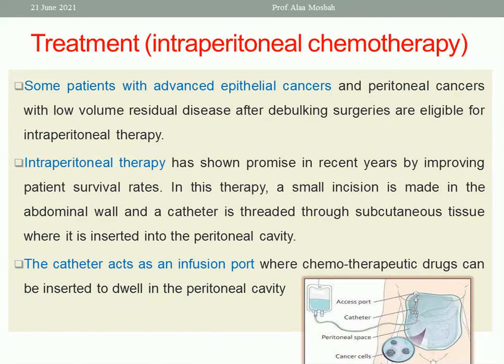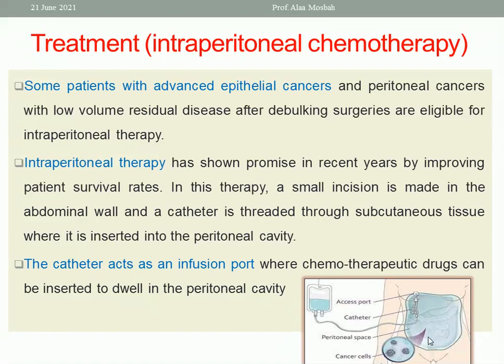Another line of treatment is the intraperitoneal chemotherapy. As you see in the picture, we pump the chemotherapy inside the peritoneal cavity through a catheter, through an incision in the abdomen, and insert the catheter, and this chemotherapy is pumped inside. Some patients with advanced epithelial cancer and peritoneal cancer with low volume residual disease after debulking surgery are eligible for intraperitoneal therapy.